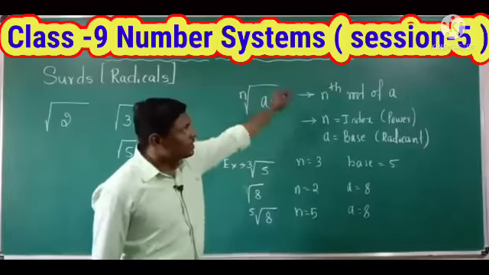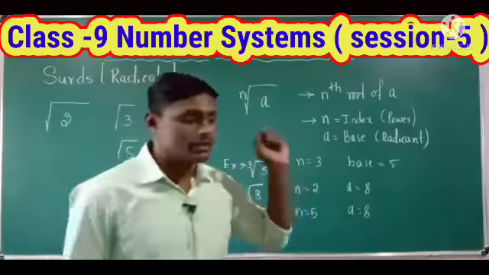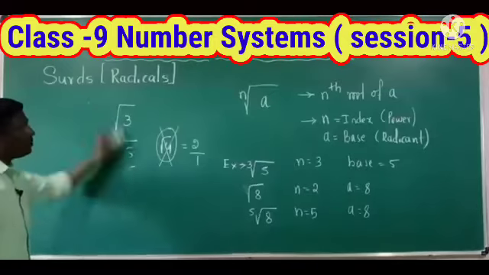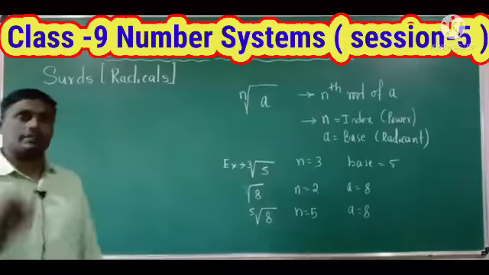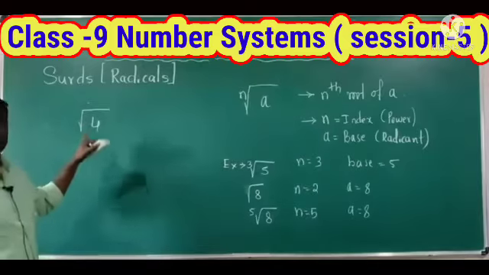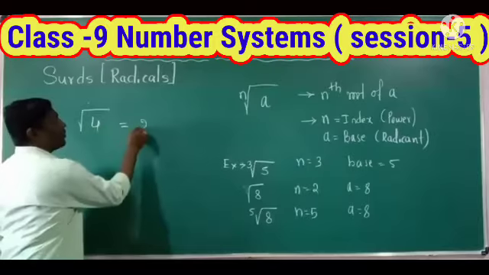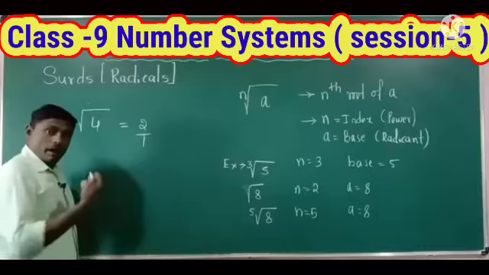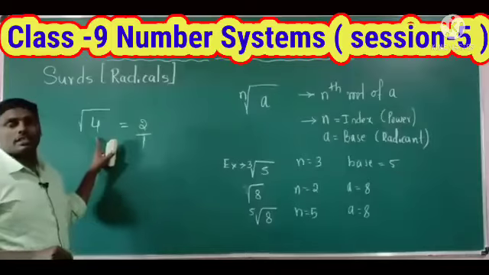Here n is called the index or power, a is called the base or radicand. If I am writing numbers in this format, we consider them as surds or radicals. For example, root 4, is it a surd or radical? No, because the exact value of root 4 is 2. We can represent it in the form of a rational number, 2 by 1, which is in the form of p by q. Therefore it is not a surd or radical.